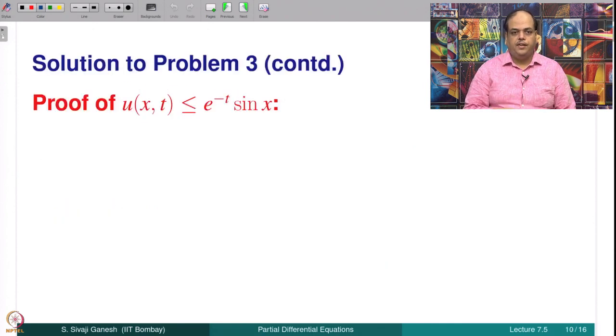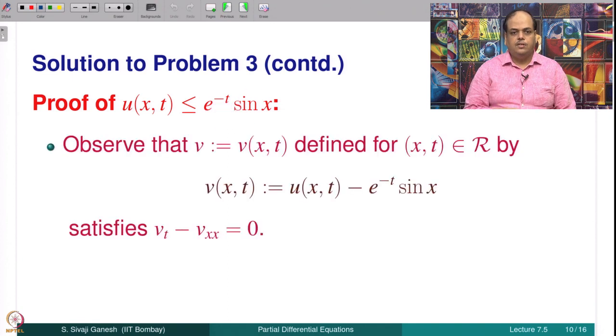Now, let us look at the second inequality. So, we want to prove this. See, if you want to apply the maximum principle, you can only apply that to solutions of the heat equation. So, we naturally ask whether this is a solution of the heat equation. Yes, we have already seen, when we were solving the heat equation using the separation of variables method, that these are the things which come as the terms in the series. So, is this a solution? Yes, it is a solution. So, what we do now is we define a new function v, which is u minus e power minus t sin x.